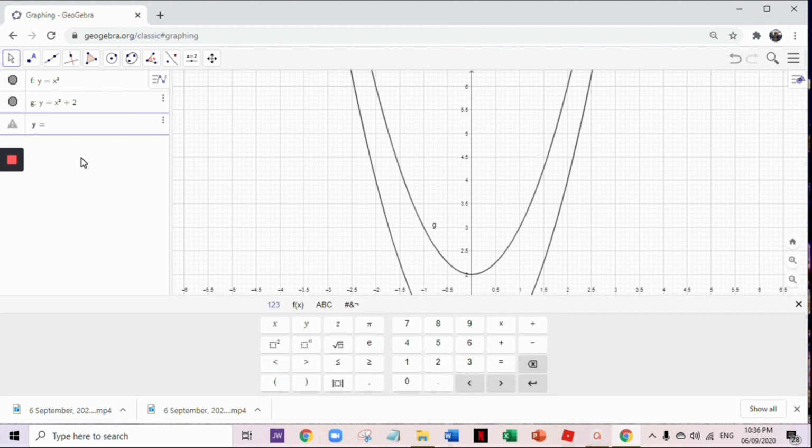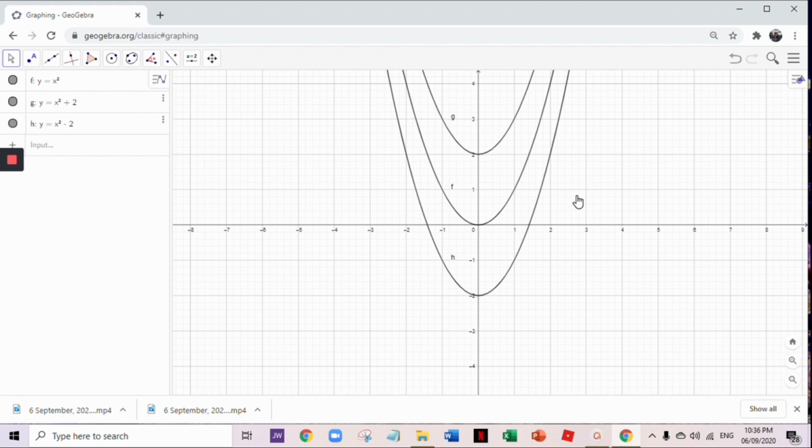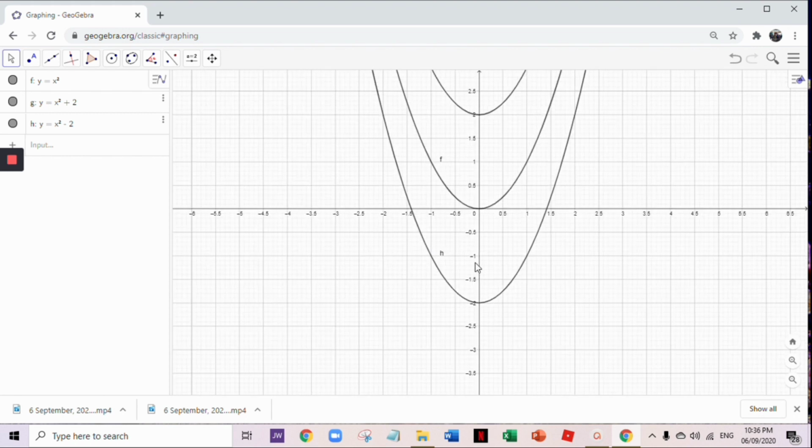Try ulit natin ng isa pang function, y is equal to x squared. Try naman natin minus 2. Minus 2. Anong mangyayari kaya sa graph natin? Ayan. Ito yung x squared. Ito yung function natin na x squared. Tapos, yung function naman natin na y is equal to x squared minus 2 ay naandito. Ayan. Anong mapapansin nyo sa movement niya?